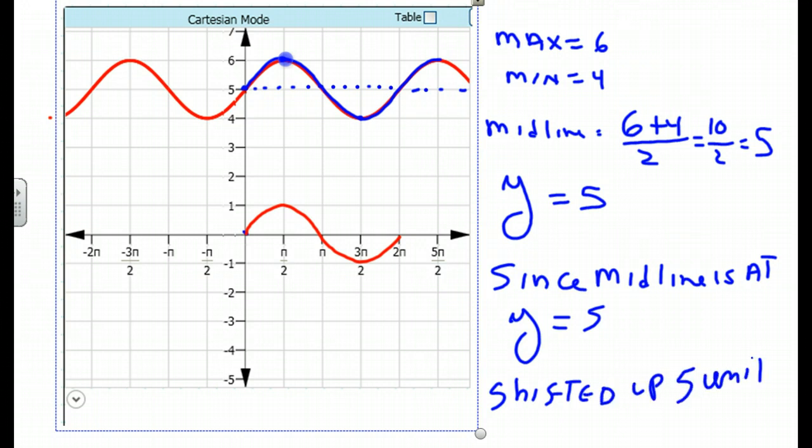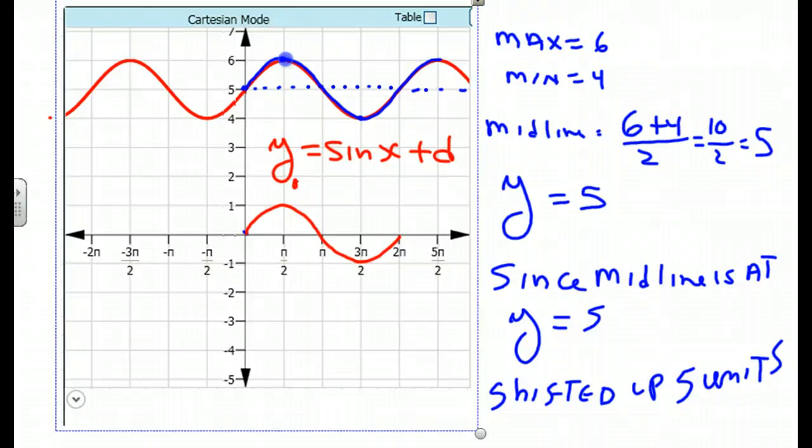Well, if it's shifted up 5 units, then we can figure out the equation of the graph. We know that the equation is a sine curve, so let's put it in here. We know it's going to be in the form of y equals the sine of x plus d. And in this case, we know it's moved up, so d must be positive. And since the midline is at 5, it must be 5. So we know that d is equal to 5.